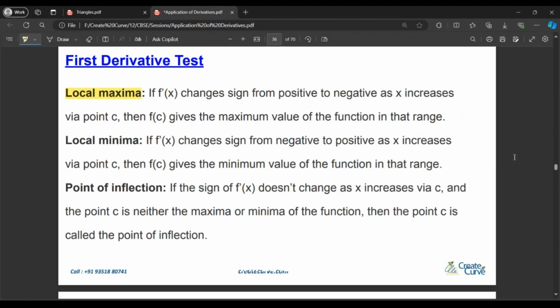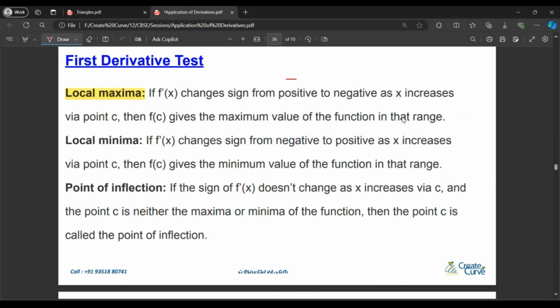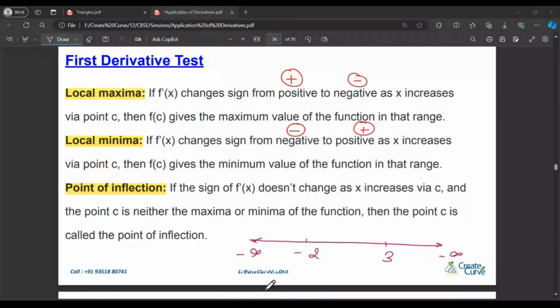When it will be local maxima, remember the increasing decreasing function we have done. When the function is moving from positive value to negative value, then we call the function a local maximum. If we are moving from negative value to positive value, we are heading towards a local minimum. So local maxima says, if we are moving from positive to negative, this point is the local maximum. And negative to positive is the local minimum.